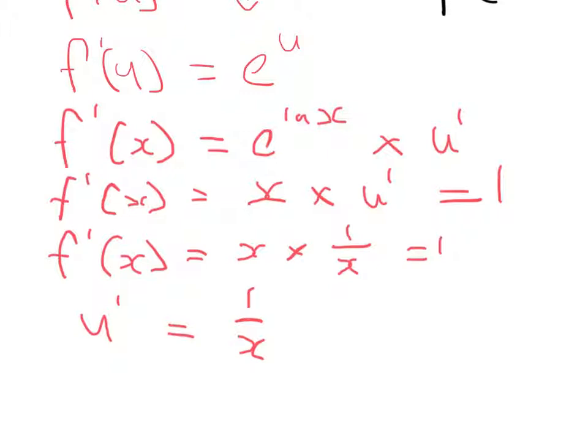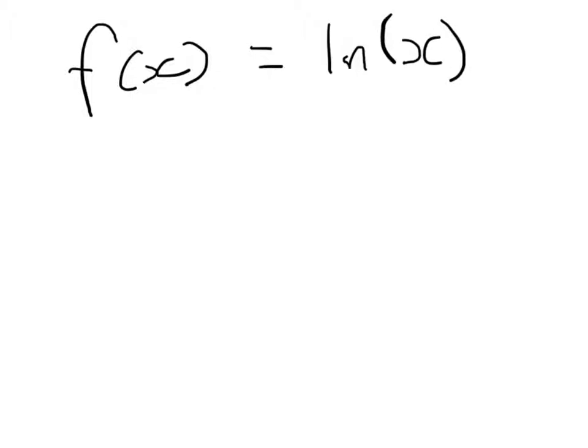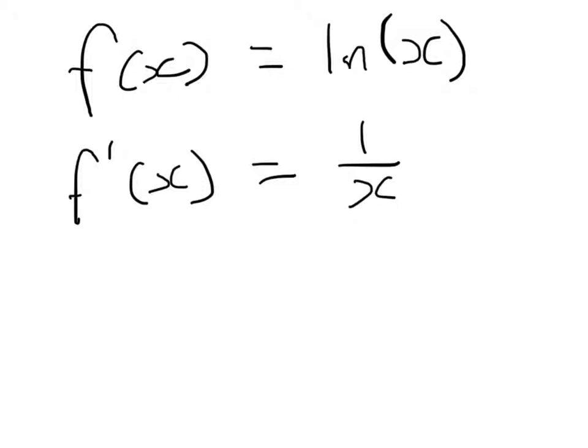Now u, remember, is log x. Right? So u equals natural log of x, and u dash equals 1 over x. Alright, let's look at that a little more formally. What that means is that if we have a function f of x equals the natural log of x, then f dash of x equals 1 over x. Right. And so we're going to put that together. We'll use the chain rule for any problems with this.